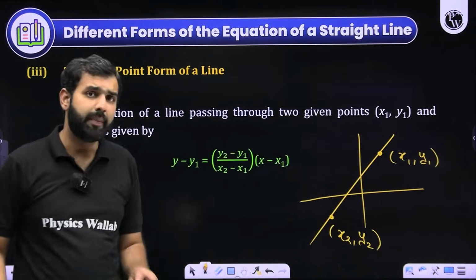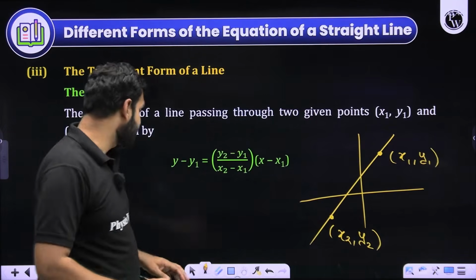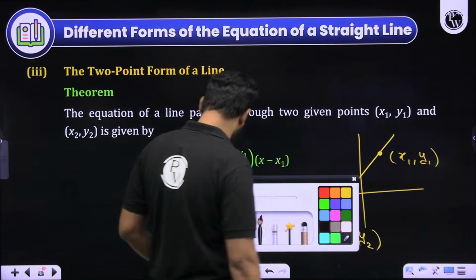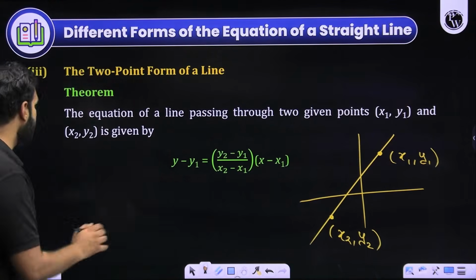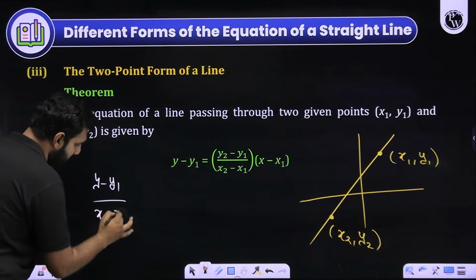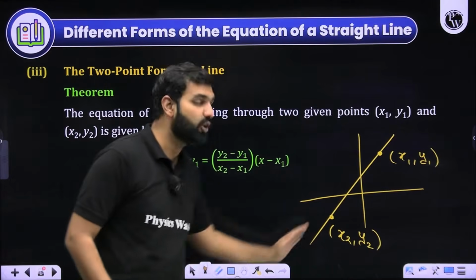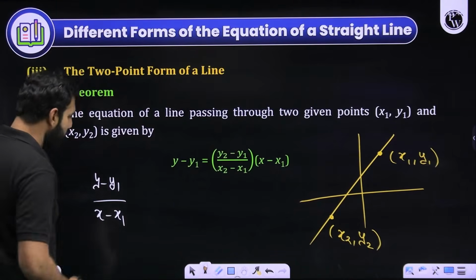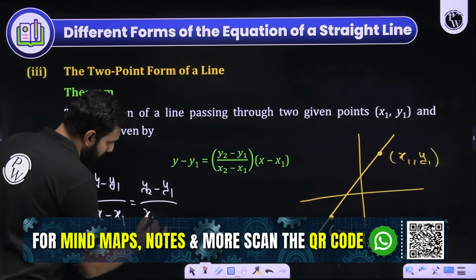Let's say this line passes through these 2 points, x1 comma y1 and x2 comma y2. Do I still have the opportunity to write the equation of the line? Yes, we do. What is that? Please understand, the slope of the line can be given by y minus y1 upon x minus x1, where x and y are the variable points lying on the line. So the slope in other form can be written as y2 minus y1 upon x2 minus x1.